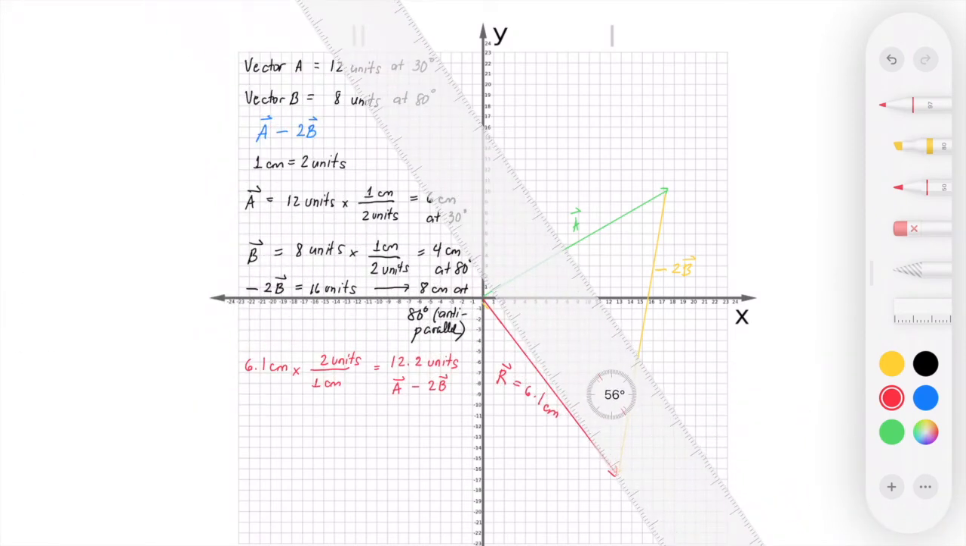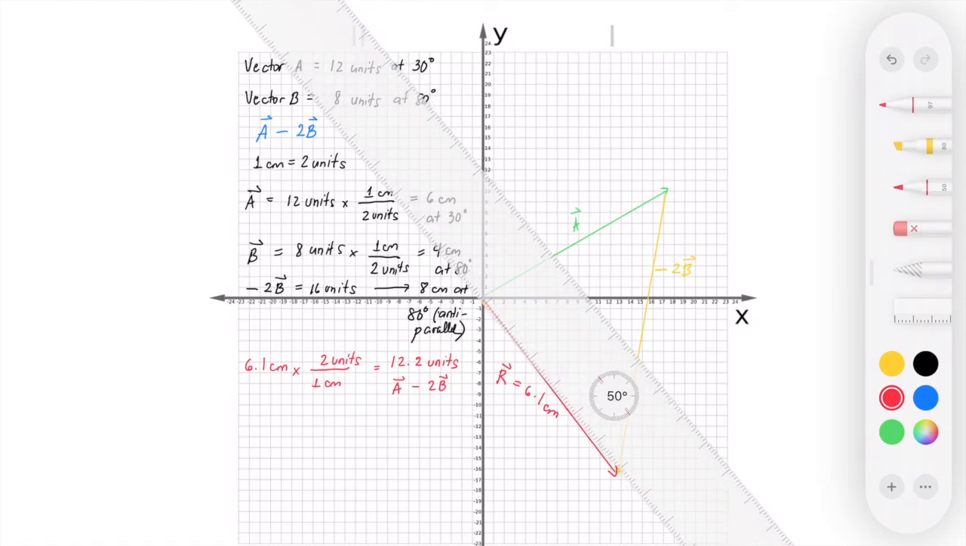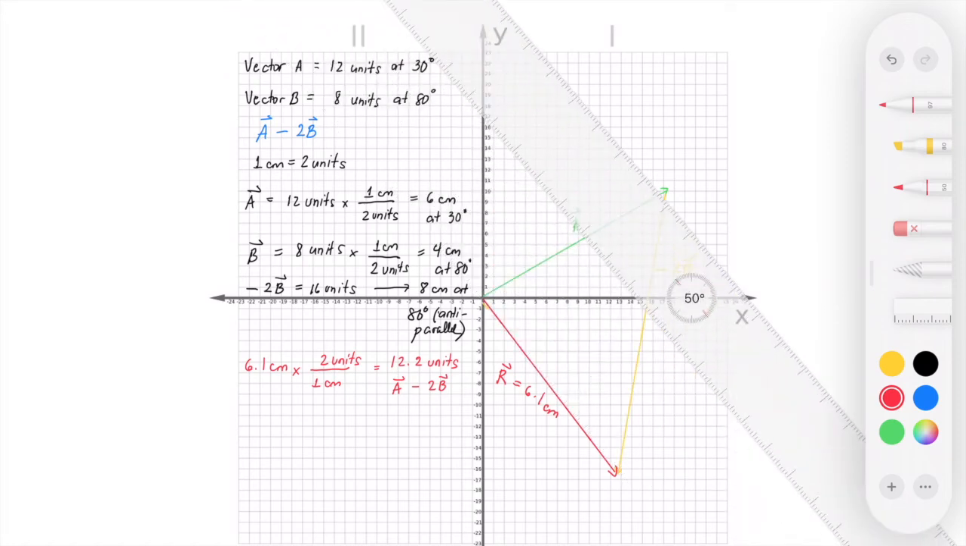So let's try to look at what angle. If I'm going to position my ruler here, that is around 50 degrees. So that is around 51 degrees, I think. Okay. So meaning to say that is at 51 degrees below horizontal. And so that's it. This is the representation of my vector A minus twice of the vector B.